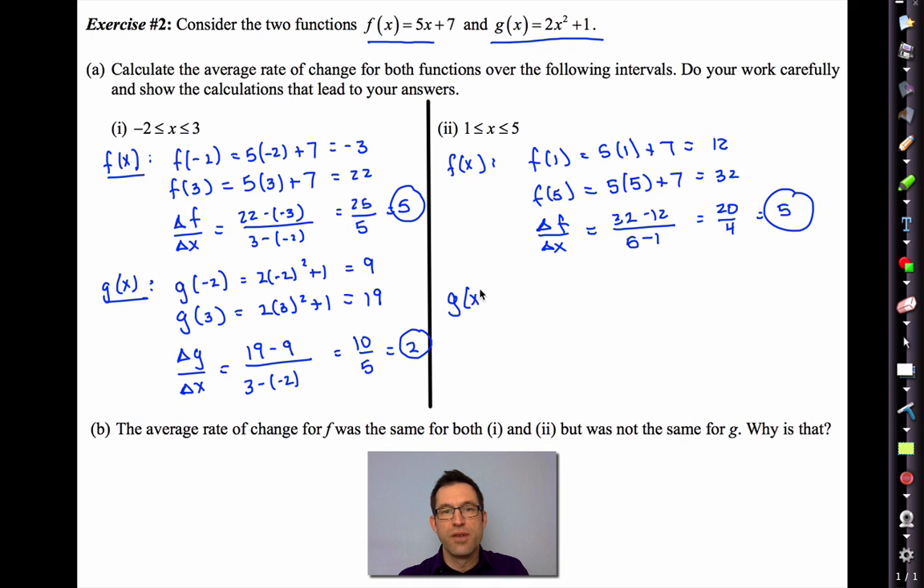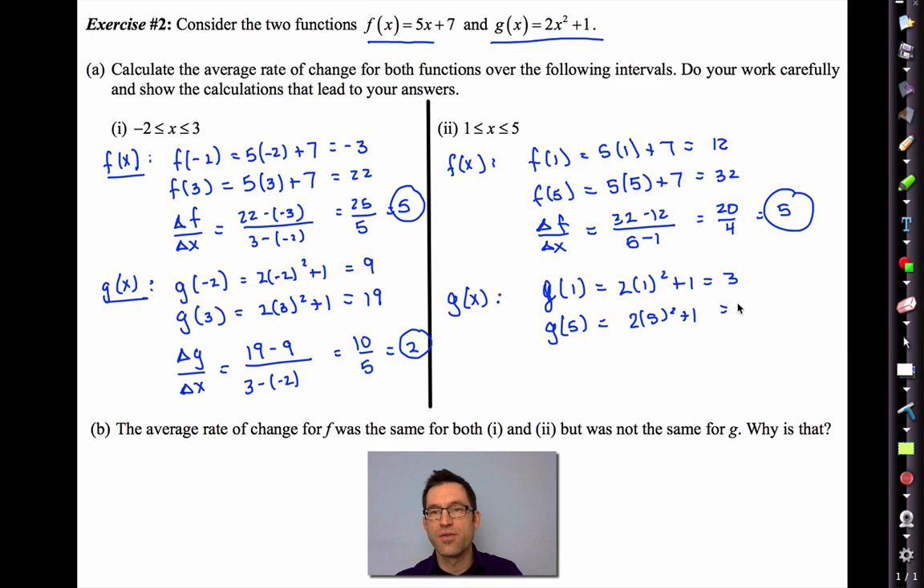All right, let's do g of x. Let's see, whoops, g of 1 will be 2 times 1 squared plus 1. 1 squared is 1, times 2 is 2, plus 1 is 3. Whew. And g of 5 will be 2 times 5 squared plus 1. 5 squared is 25, times 2 is 50, plus 1 is 51. So now we're ready. Delta g divided by delta x: 51 minus 3 divided by 5 minus 1 will give me 48 divided by 4, which will give me 12.